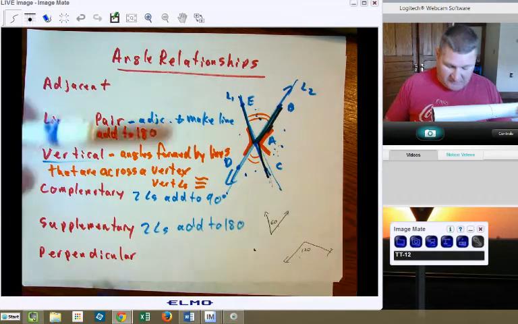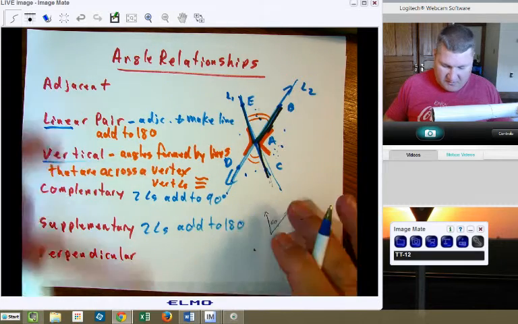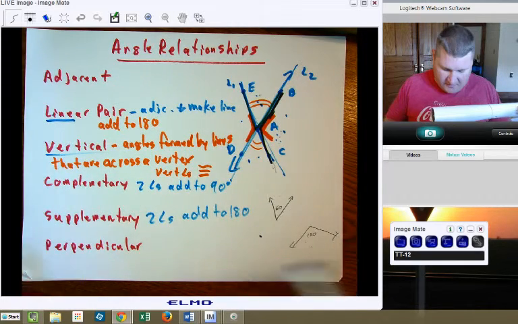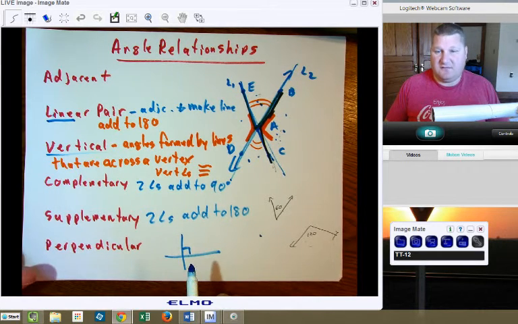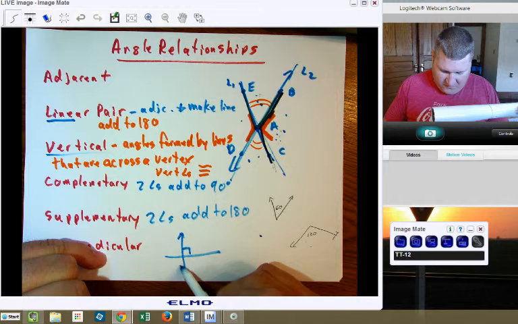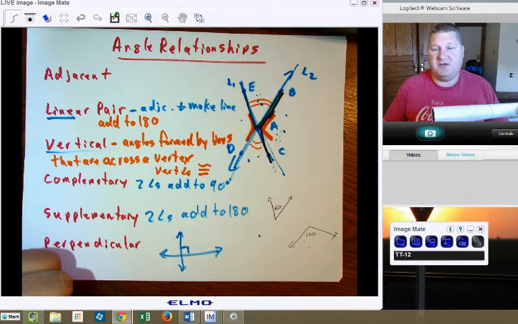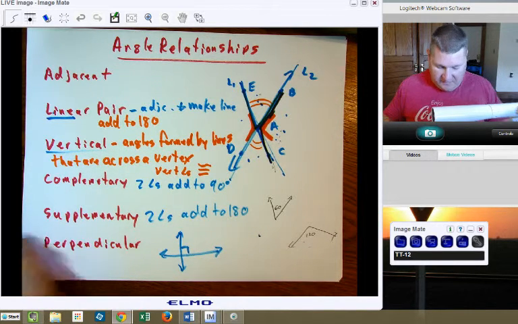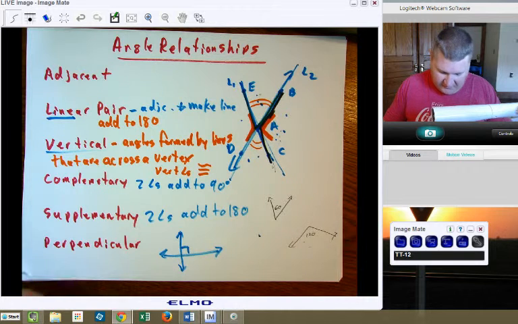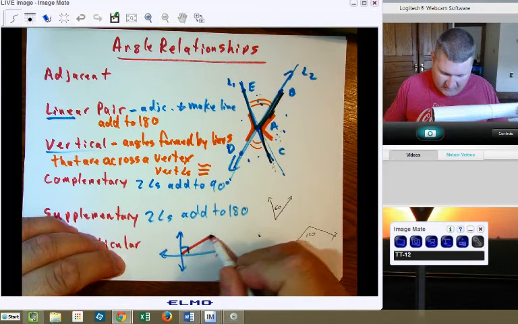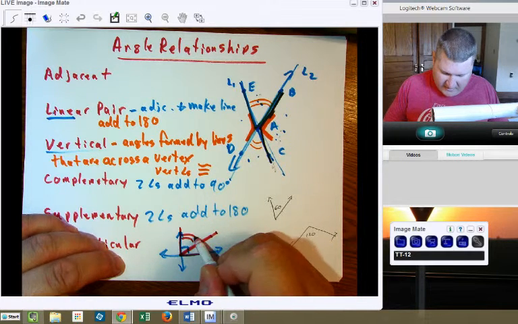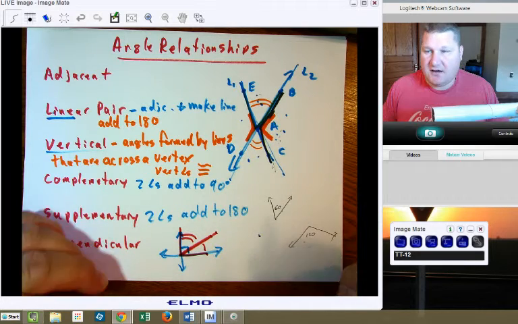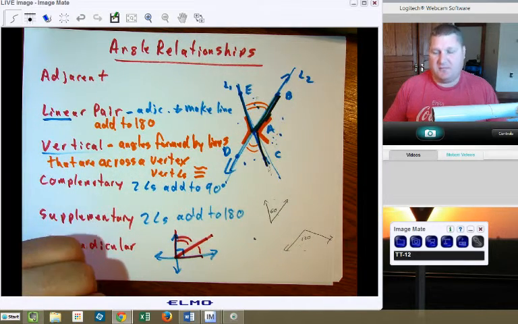Now, that brings us to perpendicular. Well, perpendicular means two lines that form an angle that is 90 degrees. So two lines that form a 90-degree angle are called perpendicular. Now, this is where we can come up with our complementary, because let's say I put another side in here. If this was 90 degrees to begin with, and I split it up, that means this angle here and this angle here would add up to 90 degrees and therefore be complementary.